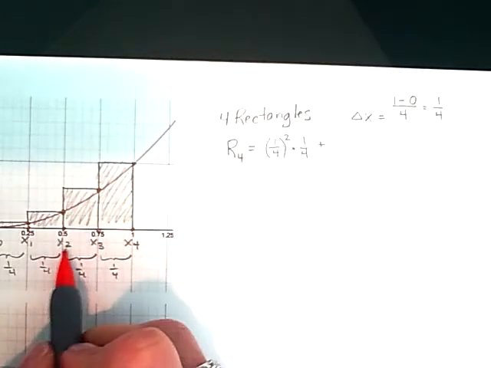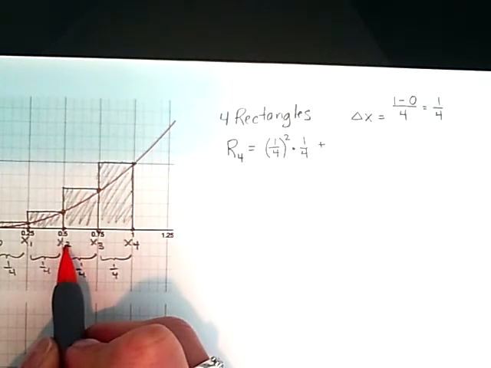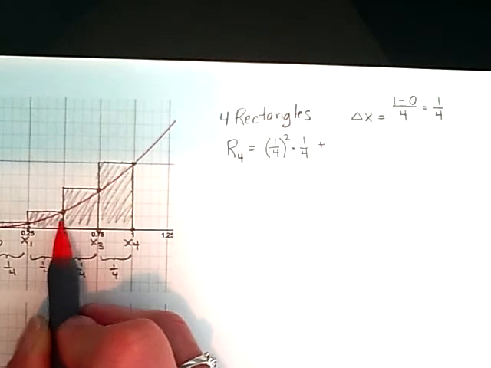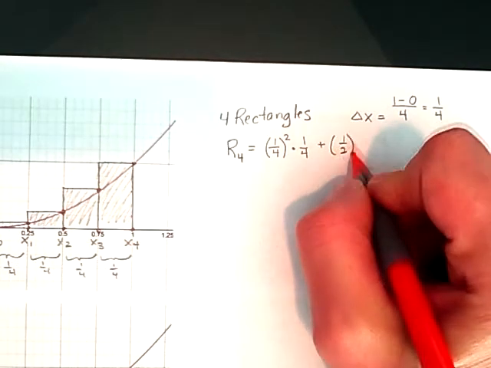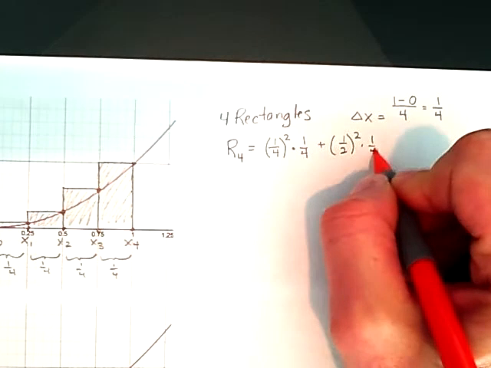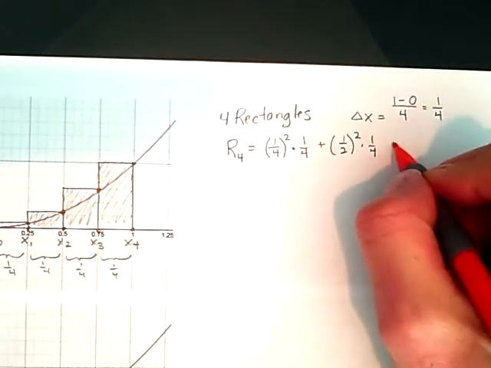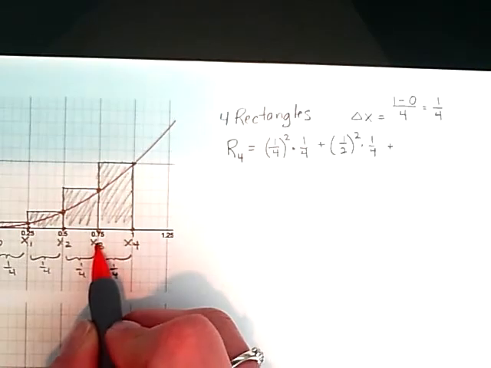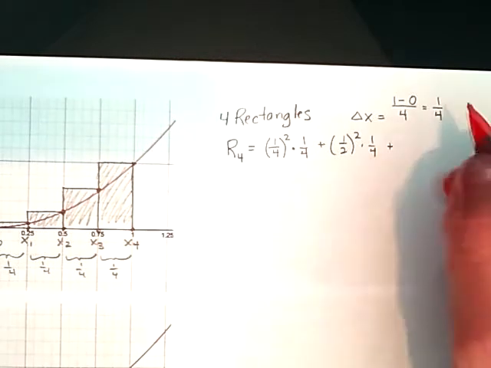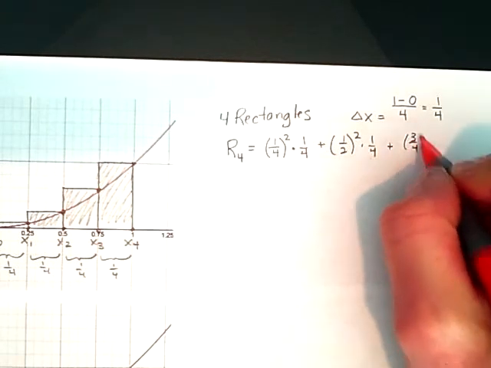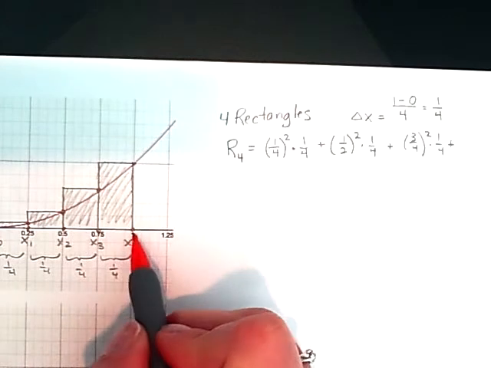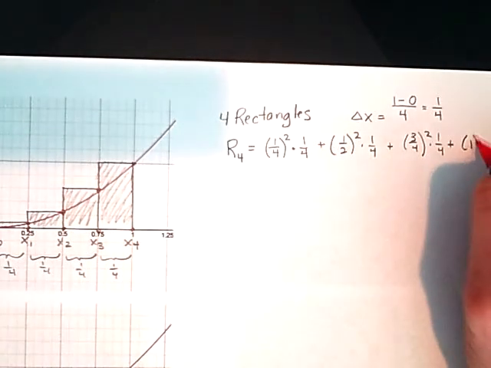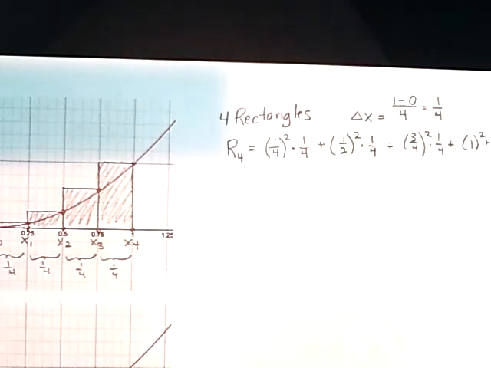I'm going to do that for each position. My x sub 2 is 1/2. When I plug it into x squared, that gives me my height times my width. I'm going to do that for my third position, which is 3/4 times 1/4. And I'm going to do that for my last position, which is 1 squared times 1.